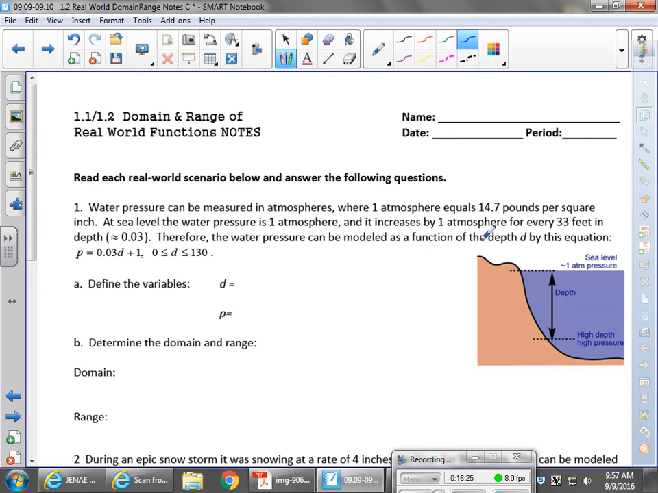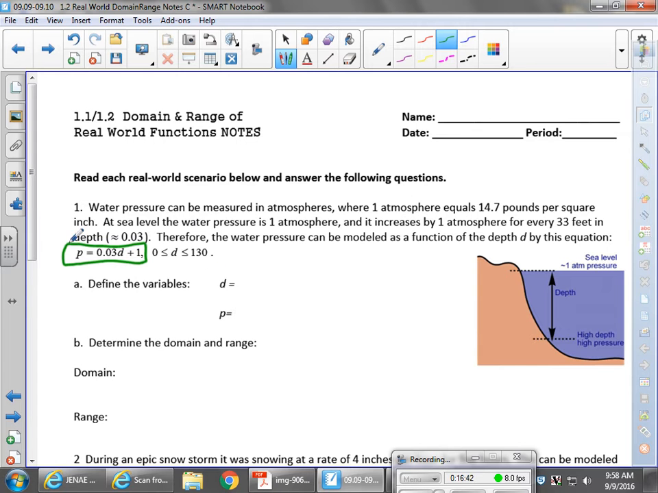Therefore, the water pressure can be modeled as a function of the depth d by this equation. And this is a real-world equation. Please put it in a box. We don't want to lose track of this equation. It's going to become very useful in a moment. Where d is between 0 and 130.